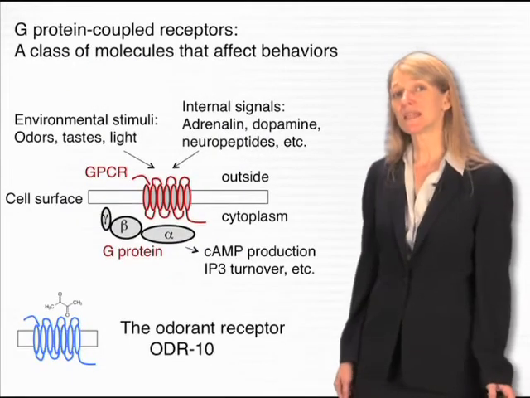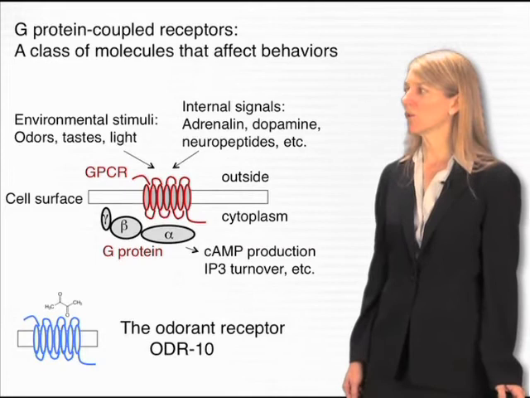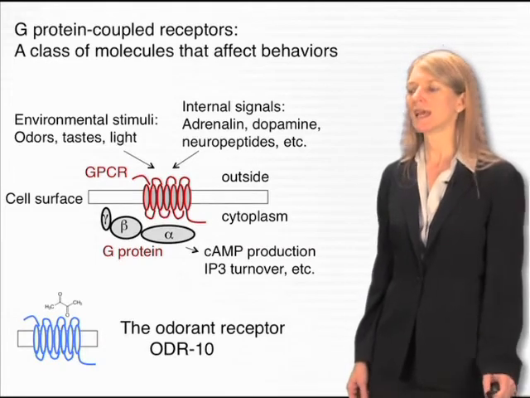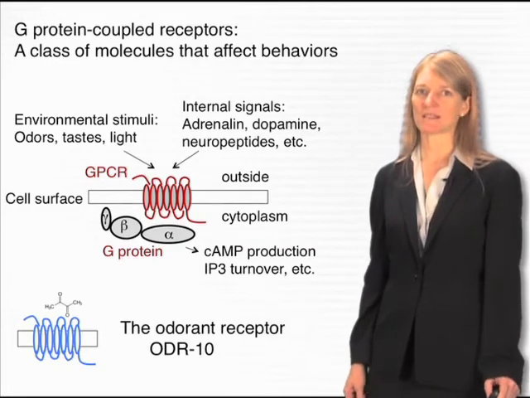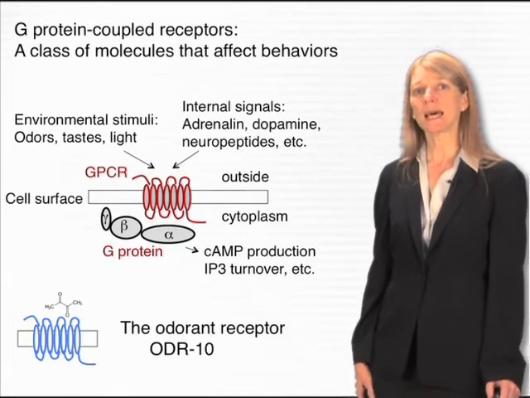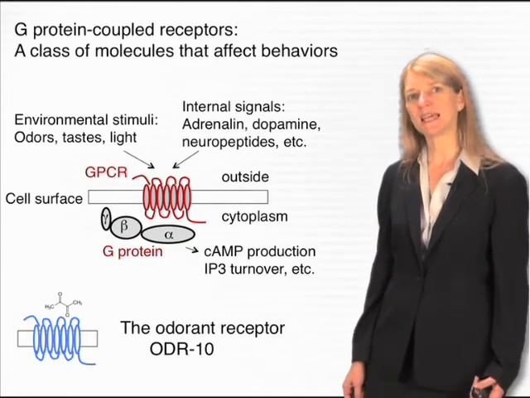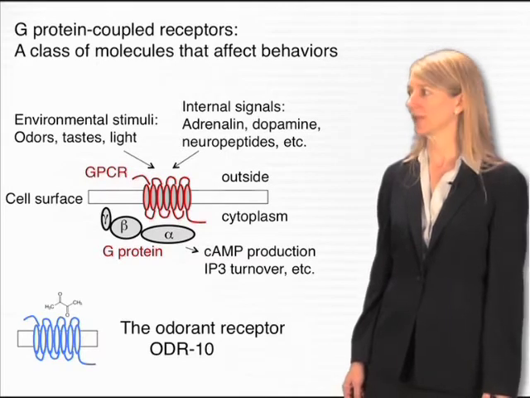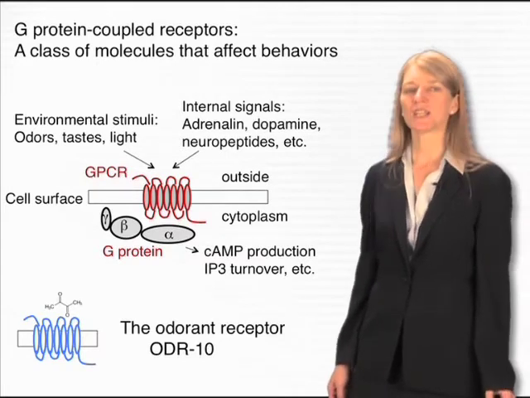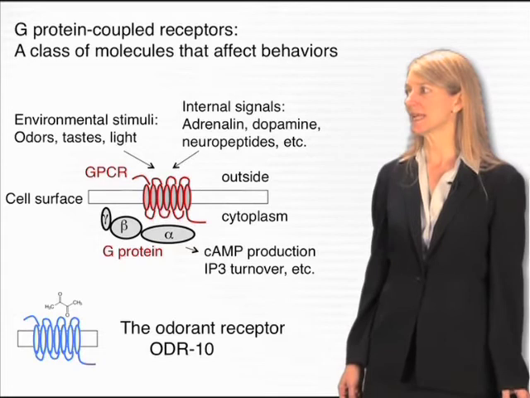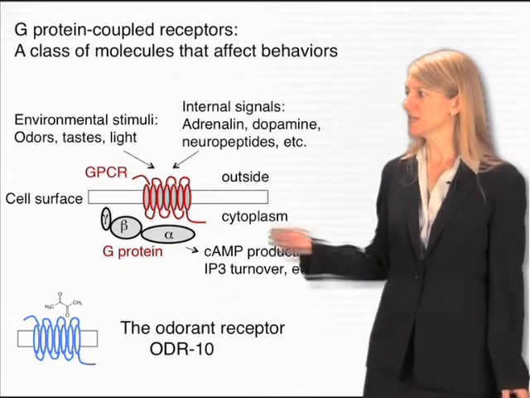Now, in each of these 3 sections, I'm going to talk about one particular class of genes, not because it's the only class of genes that affects behavior, but because it is an important class of genes that affects behavior, and it serves to illustrate these principles very beautifully. And that class of genes are the genes that encode G-protein-coupled receptors.